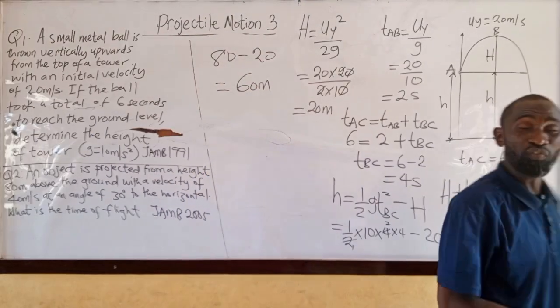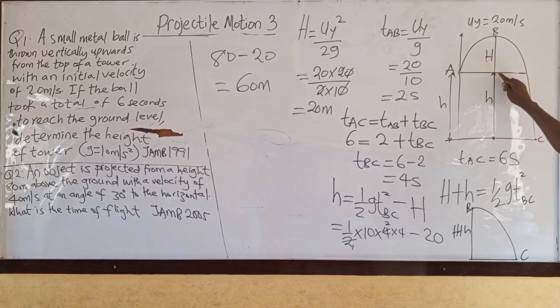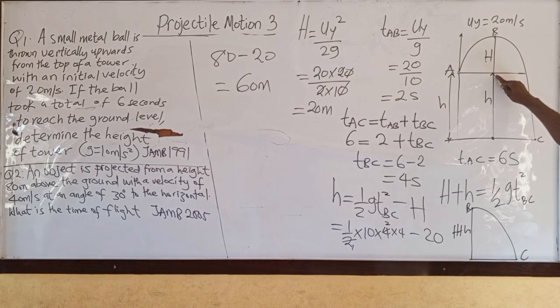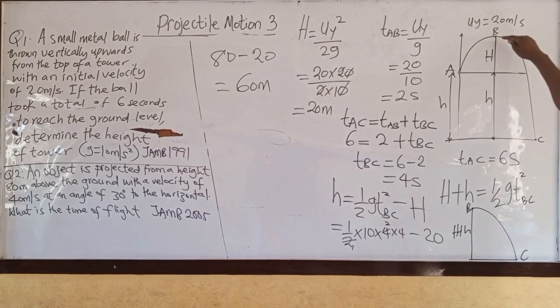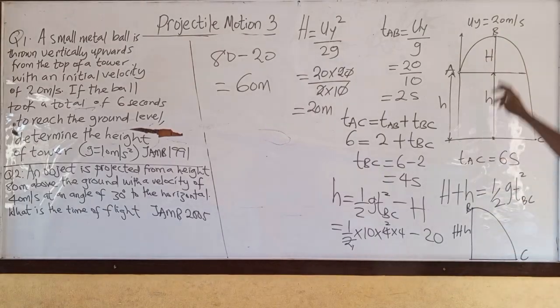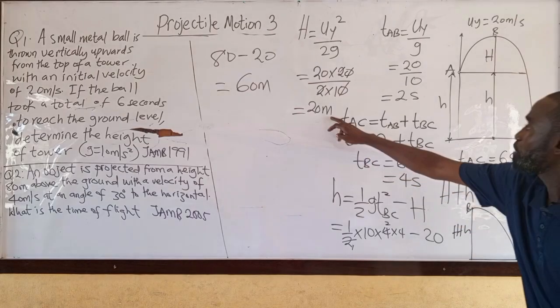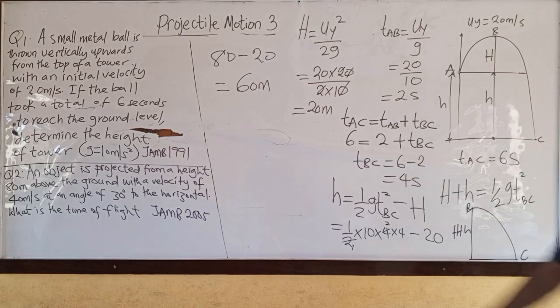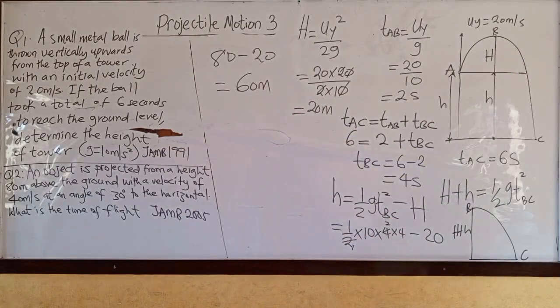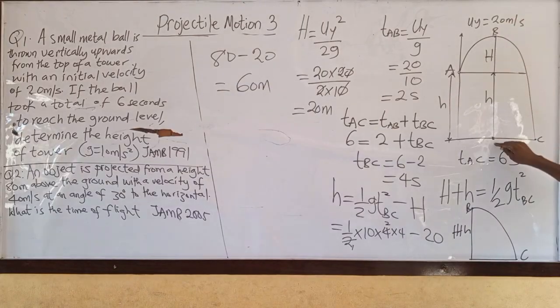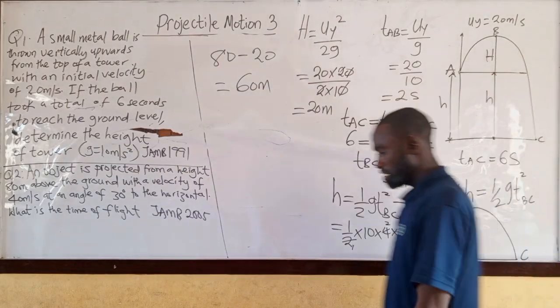So the height of the tower is 60 meters. But the height from this place to this place will be H plus h. We are not asked to calculate H plus h. Our big H is 20, our small h is 60. How was 80? This place to this place is 80, but we are asked to calculate this place to this place. So the answer is 60 meters.